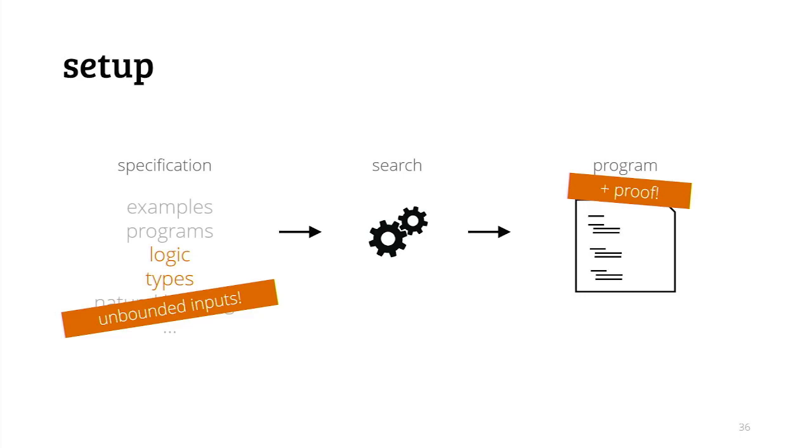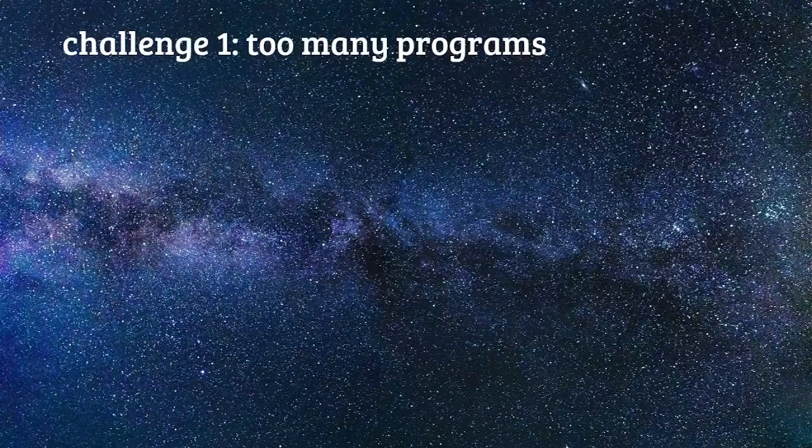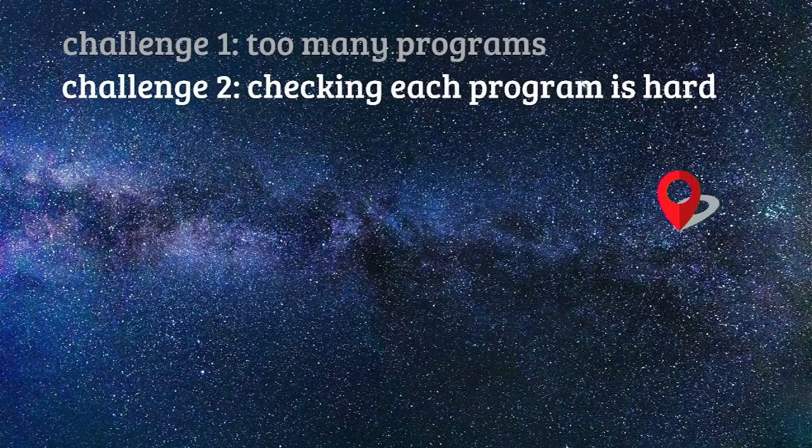But here, we actually want to prove that the output is correct. So basically, just to step back, we have 2 challenges in this space. The first challenge is that we have this huge space of programs that we want to explore. The second challenge is, even if we pick a particular candidate program that we want to check, this is already a very hard problem under this setting.